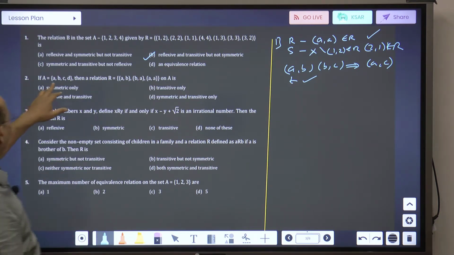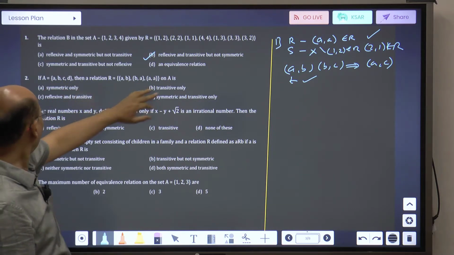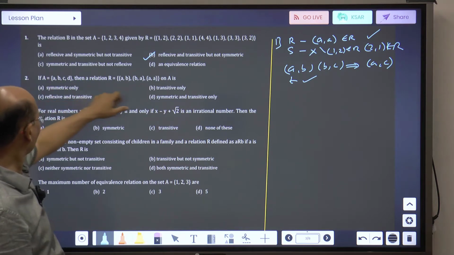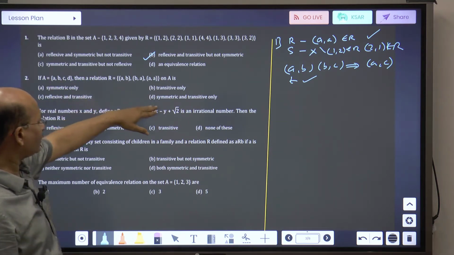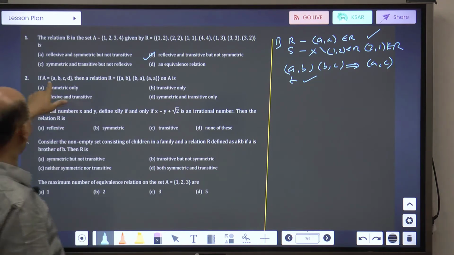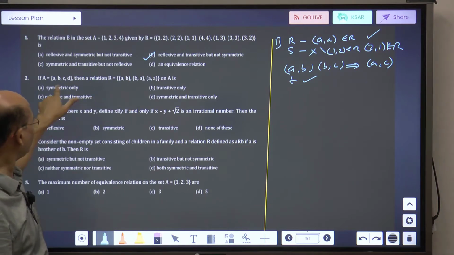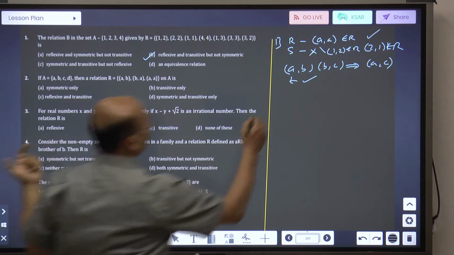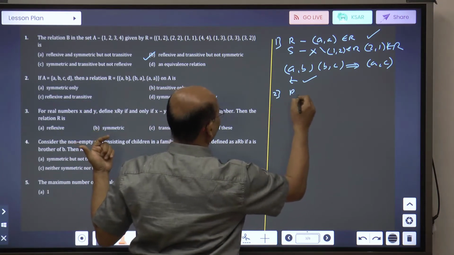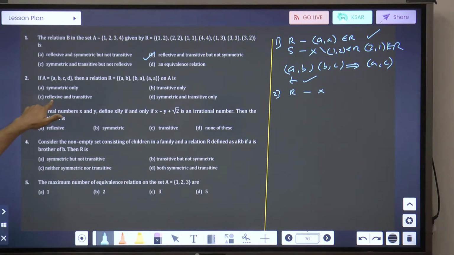Next one, A, B, C, D, then a relation R, AB, BA, AA on A is what? Again, there is a case of reflexive, symmetric, transitive. So, reflexive is also there. So, anyway, ABCD, remember AA is there, BB is not there. So, it is definitely not reflexive. I am talking for the second. Reflexive is not there, done. Okay, so third option is out.